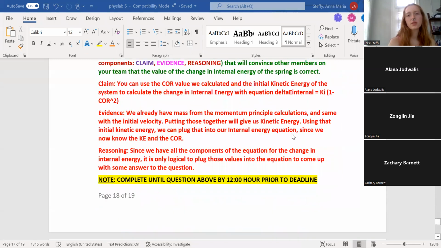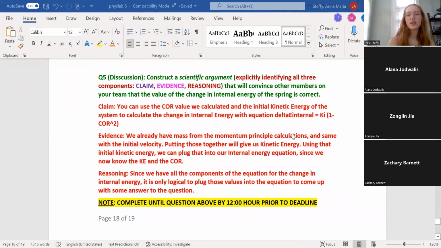So the next, Q5, construct a scientific argument that will convince that you're okay. So now it's basically the same question, except instead of trying to find the other things, we're trying to find the change in internal energy.